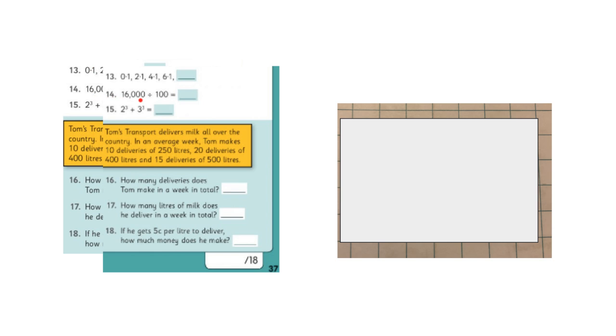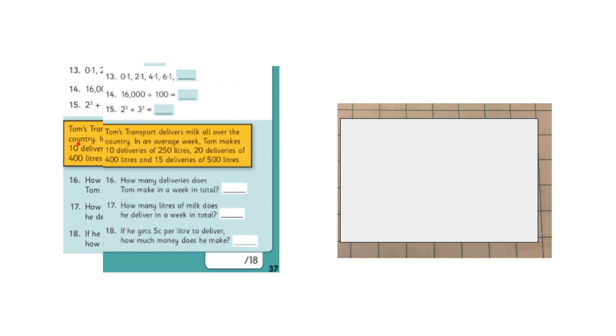Question 14, 16,000 divided by 100. That should be fine. Question 15 is 2 to the power 3 plus 3 to the power 3, in other words, 2 cubed plus 3 cubed. So 2 cubed will be 2 multiplied by 2 multiplied by 2. Don't get it mixed up with squared. There's a little 3 over instead of the 2. If it was 2 squared, it would be 2 by 2. But now that it's cubed, or to the power of 3, it's 2 by 2 by 2.